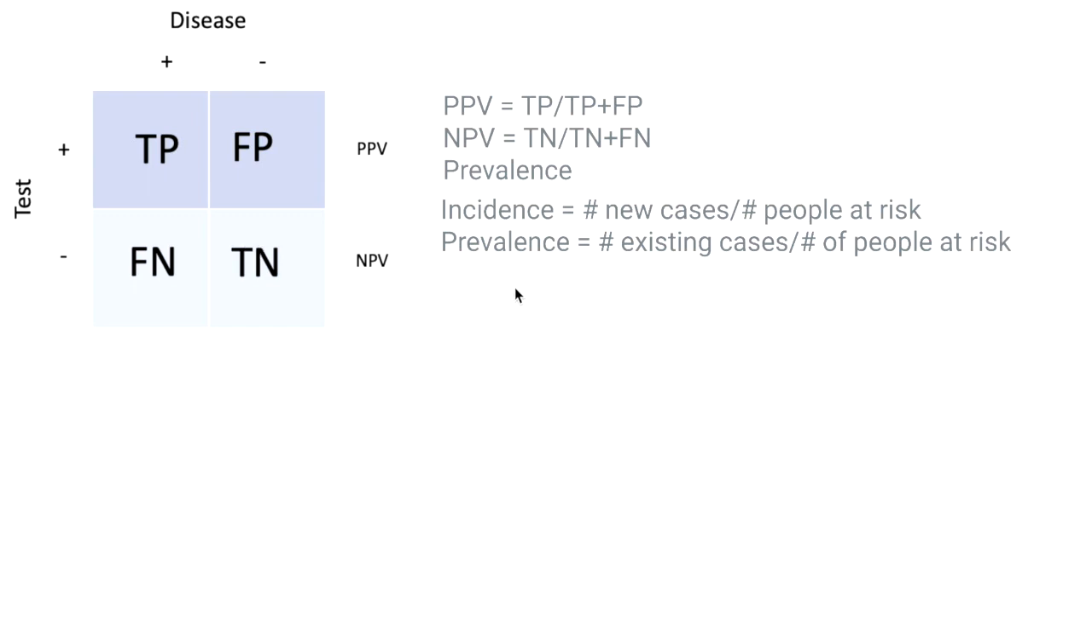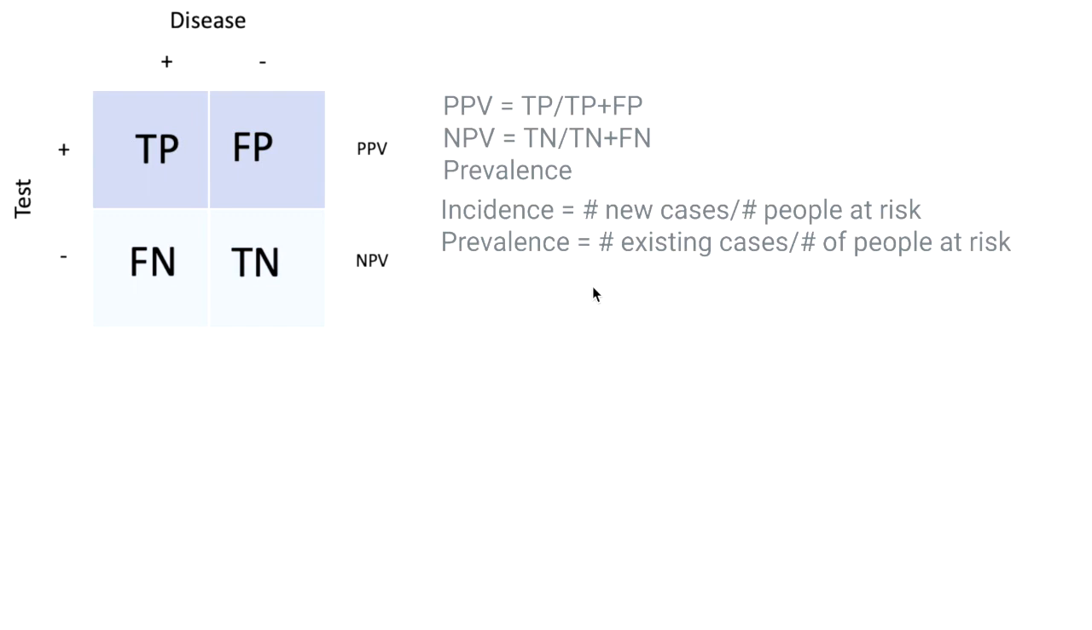So, incidence is the number of new cases over number of people at risk. So, pretty much just saying in a certain given time period, how many new cases of the disease are there? Prevalence, on the other hand, is the number of existing cases over number of people at risk. Prevalence is the total amount of disease. Prevalence is actually equal to existing plus new cases.